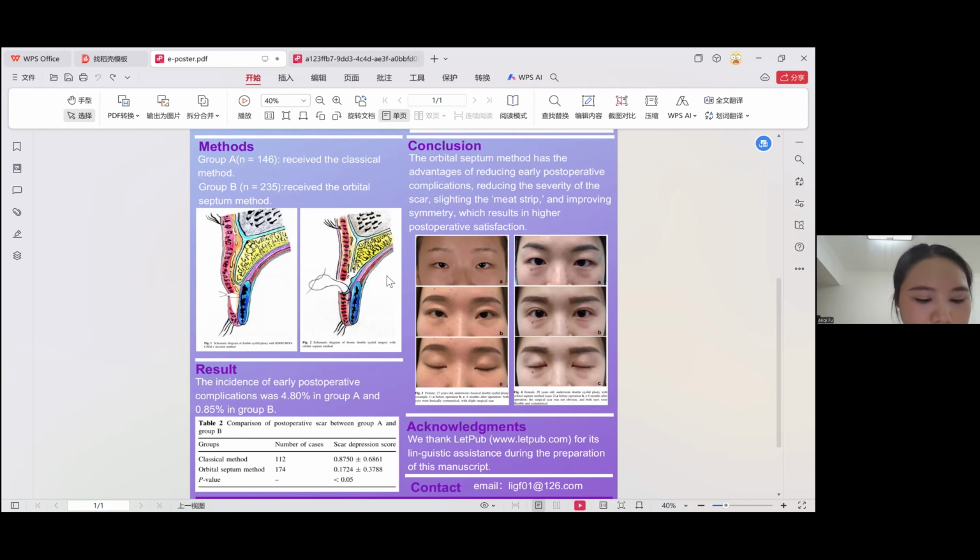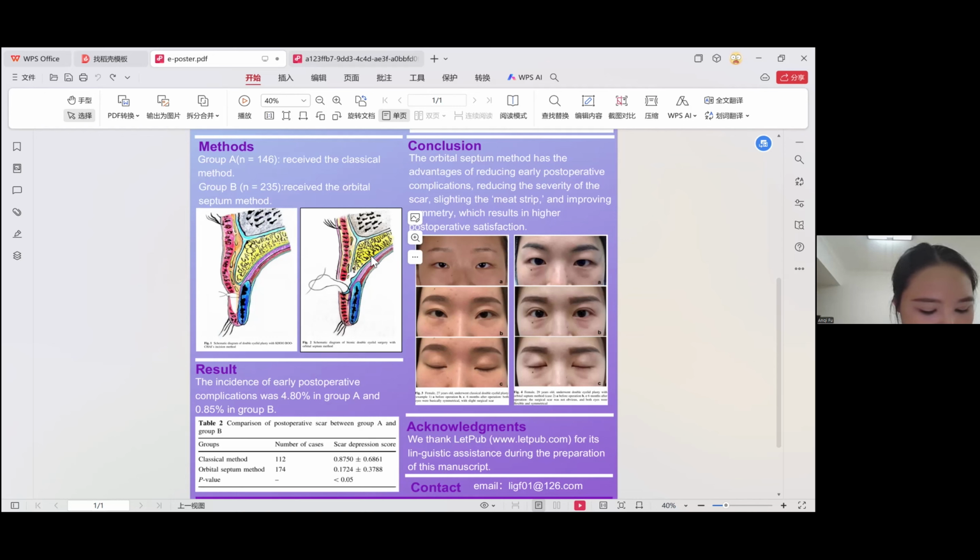While in orbital septum surgery, we can see on the picture, we retain the orbicularis oculi muscle below the incision, remove the loose adipose tissue below the orbicularis oculi muscle, and retain the dense anterior tarsal fascia. Then open the orbital septum, remove orbital fat appropriately, and make the orbital septum flat.